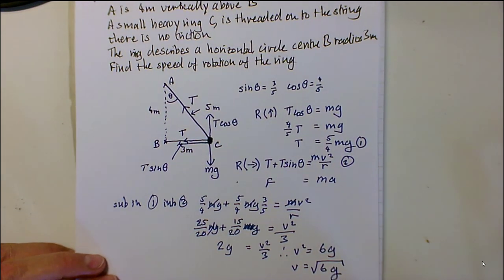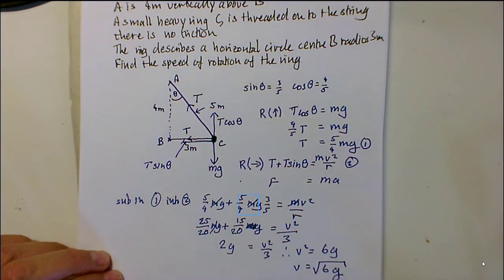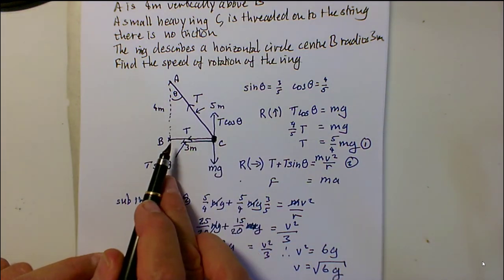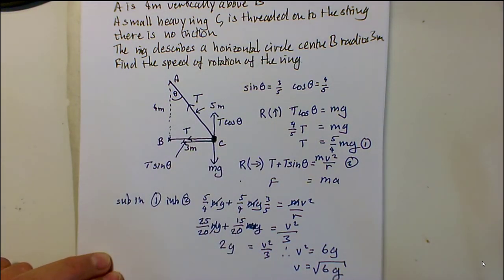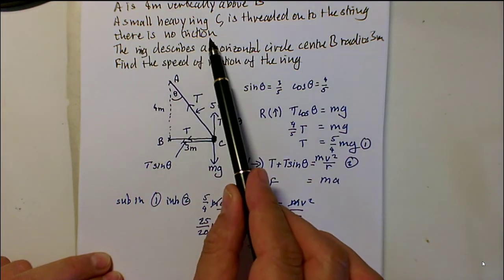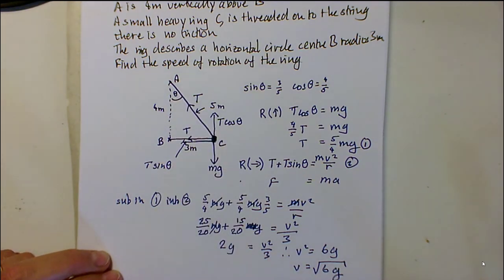This was a slightly tricky question. It looked like a two-string pendulum. It is sort of a two-string pendulum because you have two bits of the string, but because the thing is threaded on the string and there is no friction, we don't have two separate T values. The tension is the same at every point in the string, and that is what makes the question possible to do. If you found that one tricky, I hope you found that helpful.